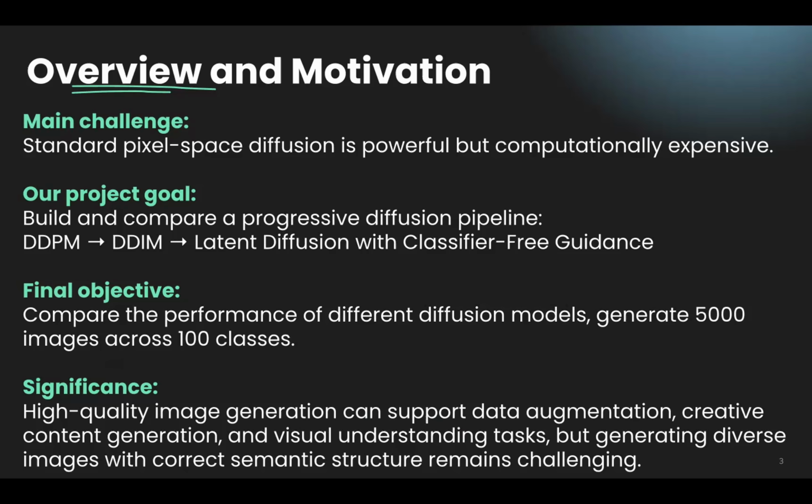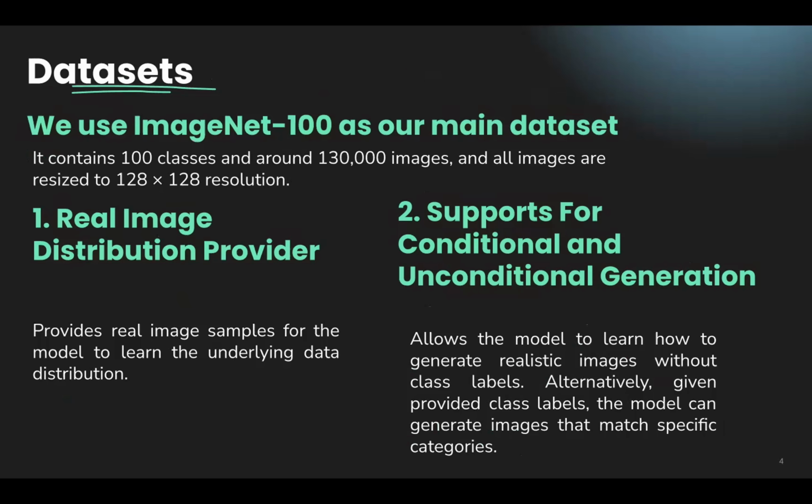This matters because high-quality generation can support data augmentation, creative content generation, and visual understanding. But producing images that are both diverse and semantically correct is still challenging. So, we use the ImageNet 100 dataset as our model training on. It contains 100 object classes and approximately 130,000 training images, and it also provides real image samples for the model to learn the underlying data distribution. Second, it also supports both conditional and unconditional generation.